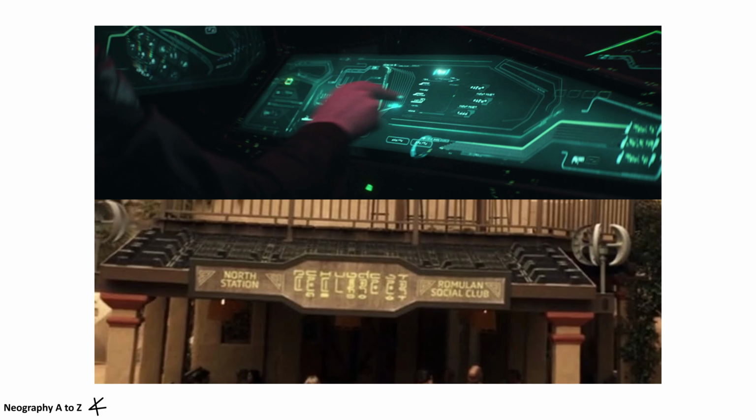The image above is a technical readout on a Romulan spacecraft. The lower image is a sign on a building written in both English and Romulan. I don't think it needed to be English, but I also realize that they want the audience to know what they're looking at.